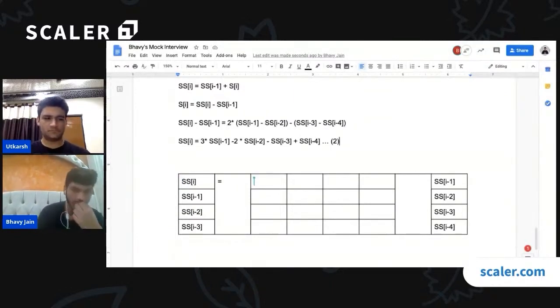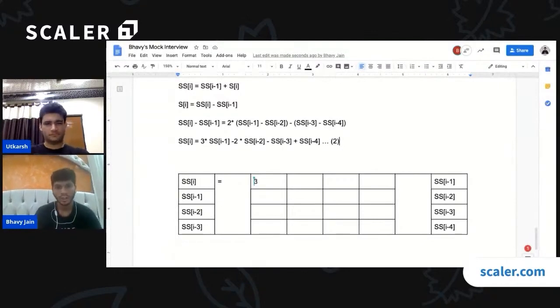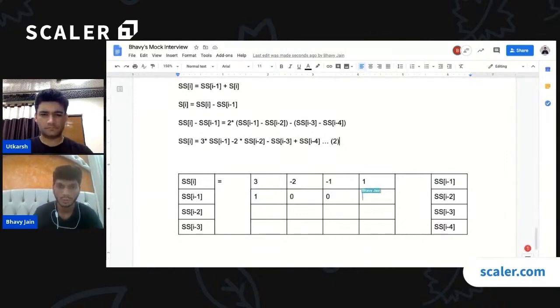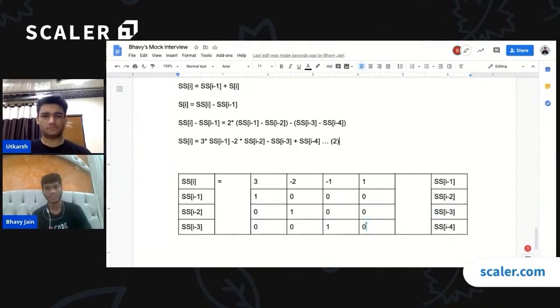So let's try to find the coefficients. We know that SSI is equal to 3 into SSI minus 1, minus 2 into SSI minus 2, minus 1 into SSI minus 3, plus 1 into SSI minus 4. And we can represent SSI minus 1 using SSI minus 1 alone, so this should be 1, 0, 0, 0. So 1 into SSI minus 1. And similar for SSI minus 2 and SSI minus 3. So 0, 0, 1, 0. So SSI minus 3 is 0 into SSI minus 1, 0 into SSI minus 2, 1 into SSI minus 3, and 0 into SSI minus 4.